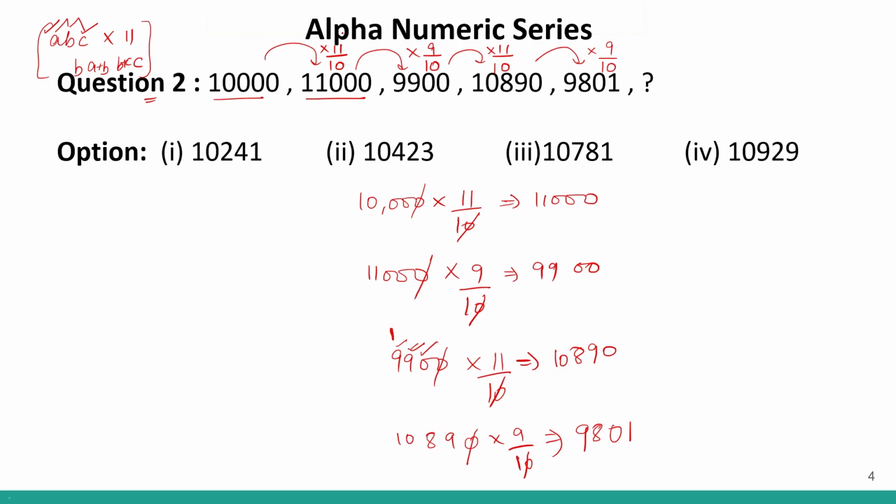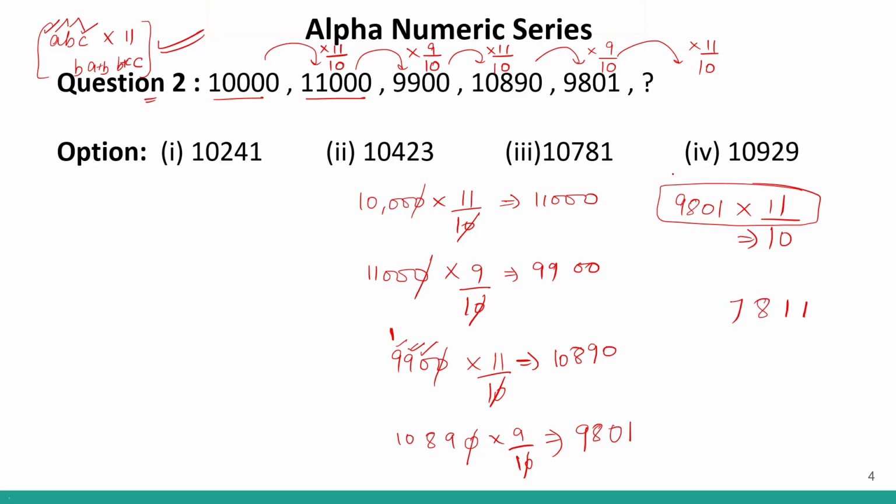So now I can see a pattern of into 11 by 10, into 9 by 10, into 11 by 10, and into 9 by 10. So the next one will be into 11 by 10, correct? So 9801 into 11 by 10. Let us hold the 10. Let us use this same logic. So first we will get 1, then we will get 0 plus 1, which is 1. We will get 8 plus 0, which is 8. Then we will get 9 plus 8, which is 17. 1 will be carried. Then we will get 9 plus 1, that is 10.